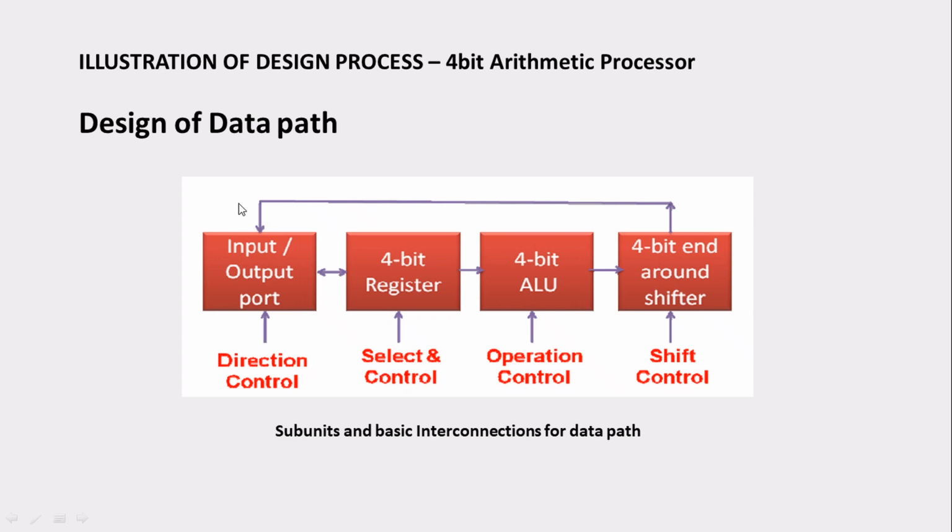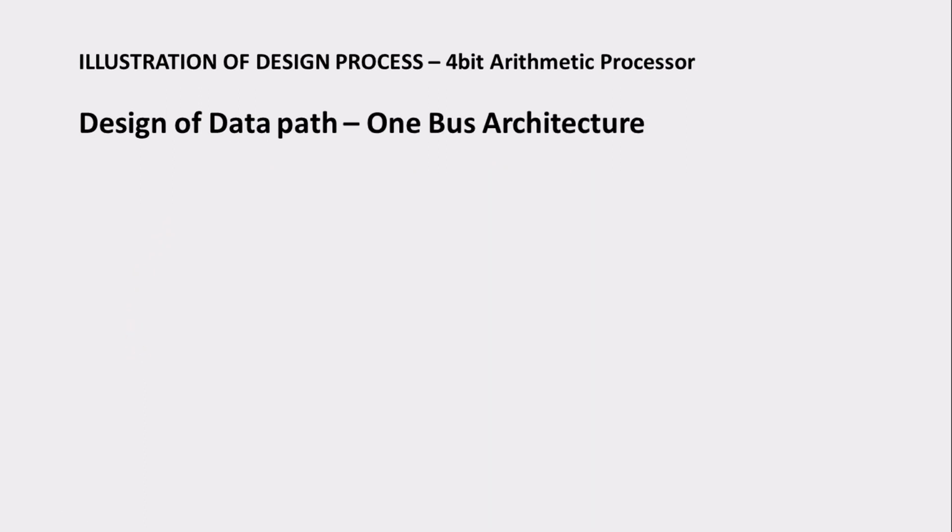Let us look into here. We need to have some basic interconnection paths. From input it will go to the register, from register it will go to the ALU where the arithmetic operation will happen, and then the output of the ALU will be sent to the shifter, from the shifter it will go to the output port. Okay, this is a normal structure we can have in terms of a 4-bit arithmetic processor.